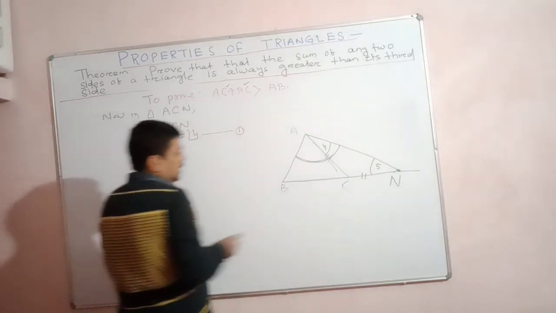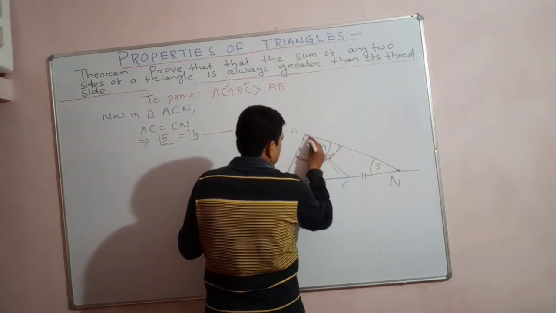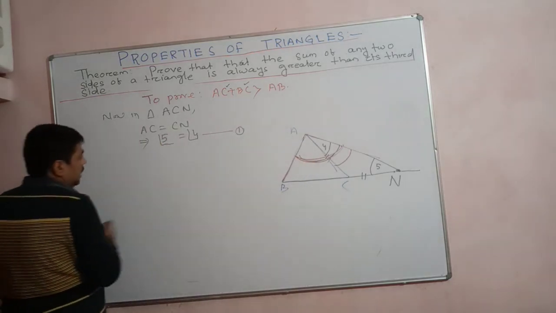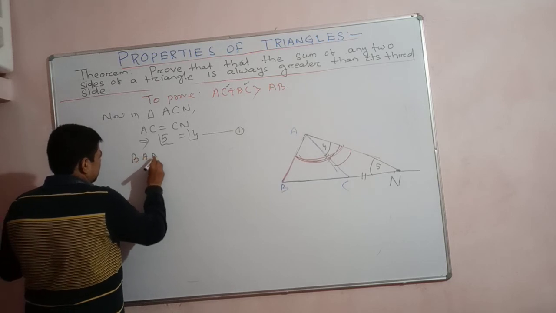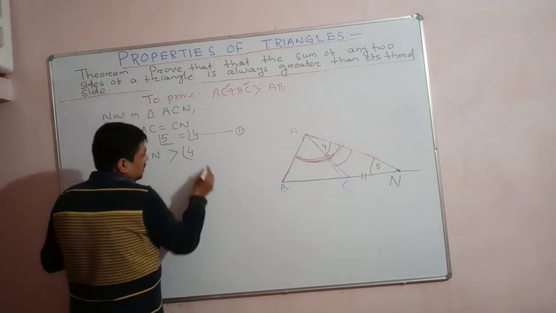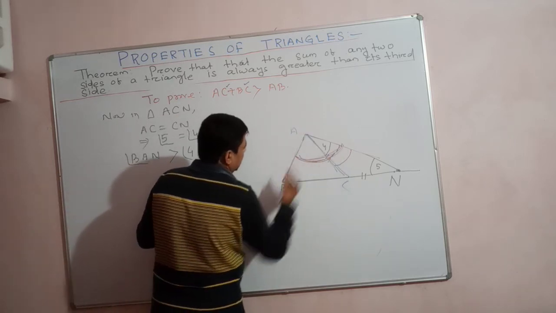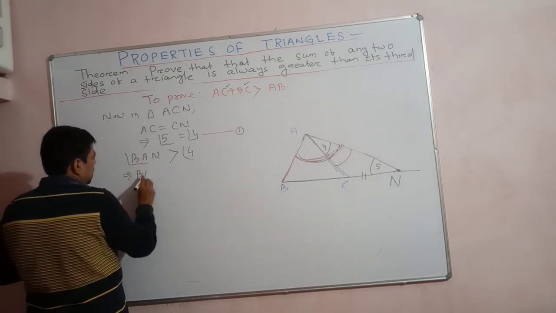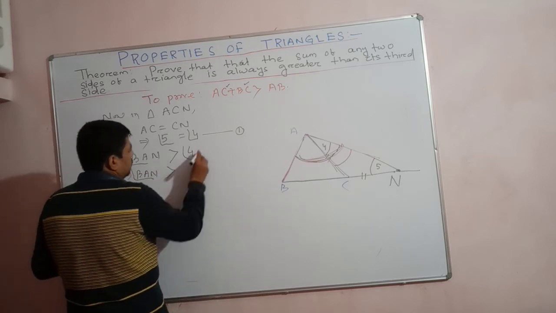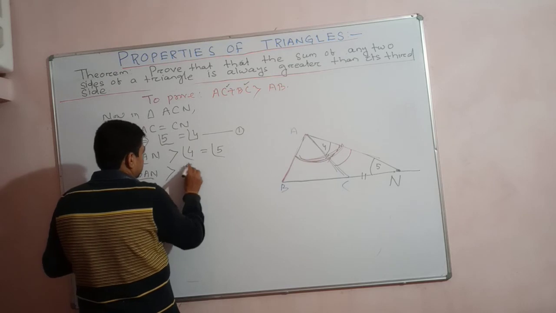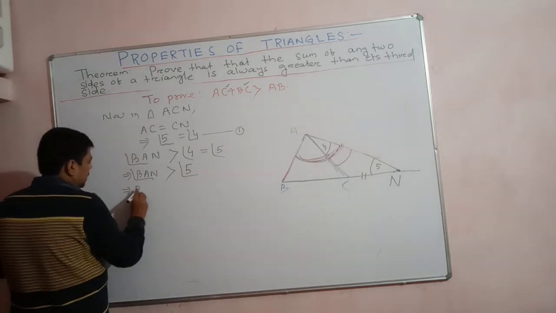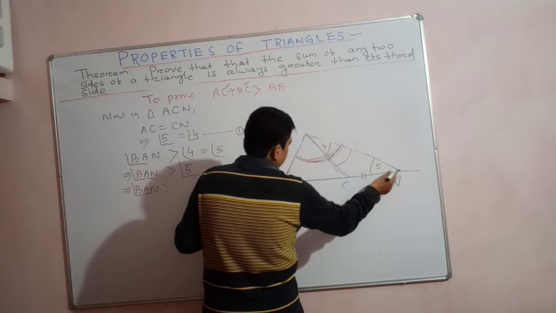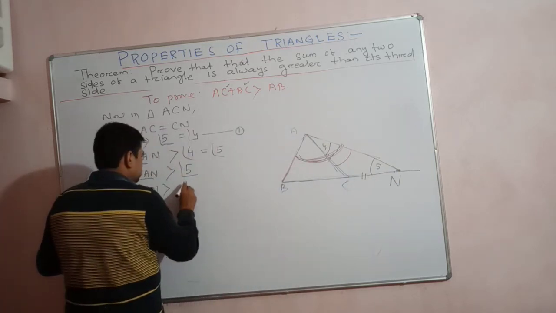Now again you see, this total angle, angle BAN, must be greater than angle 4. Yes or no? Yes. Angle BAN is greater than angle 4. Why? Because AC is inside the angle BAN. Understand or not? So angle BAN is greater than angle 4, which is angle 5. So instead of angle 4 we can write angle 5. That implies angle BAN is greater than angle 5, which is angle BNA.